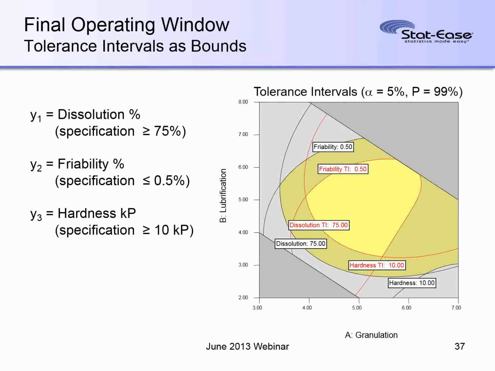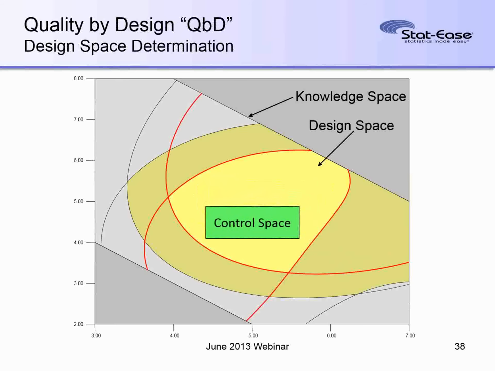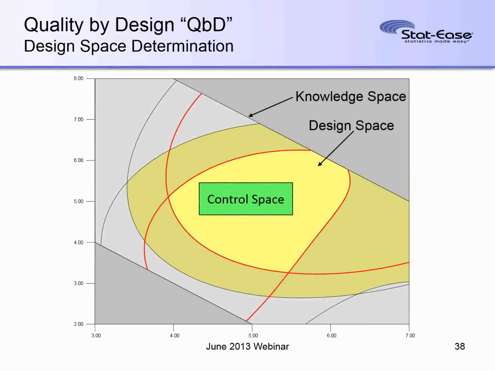The next step, after confirming your results, is to define your control space. The control space being that green rectangle. It doesn't have to be a rectangle. It can be any shape you want it to be. Submitting that to your customers or regulatory agency lets them know that so long as that control space stays somewhere in the design space, you're still making the same product that you submitted to them.